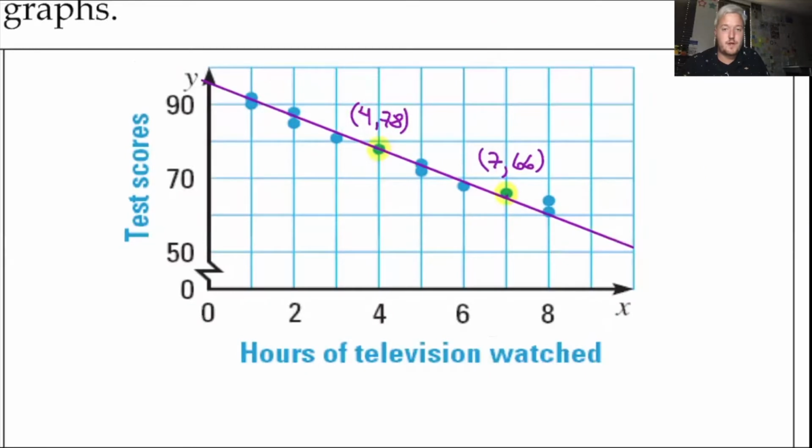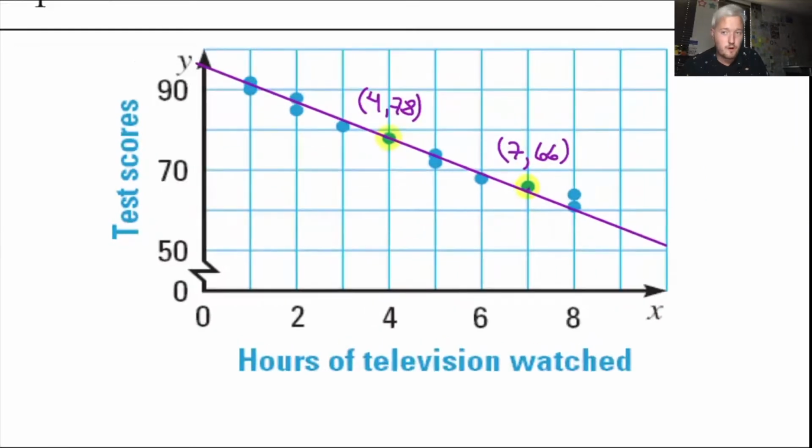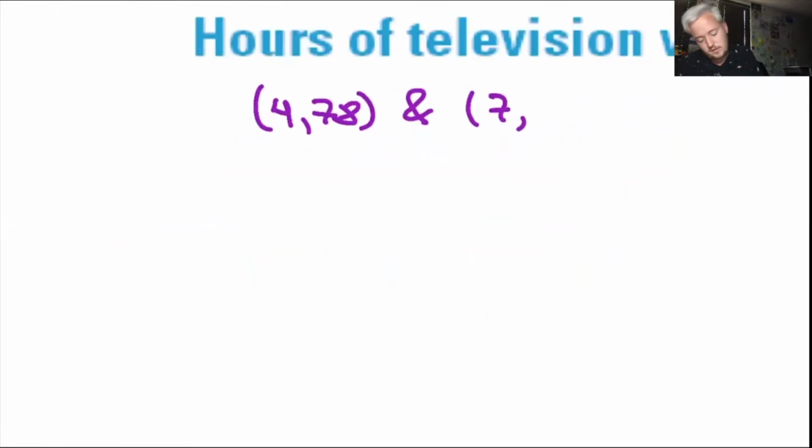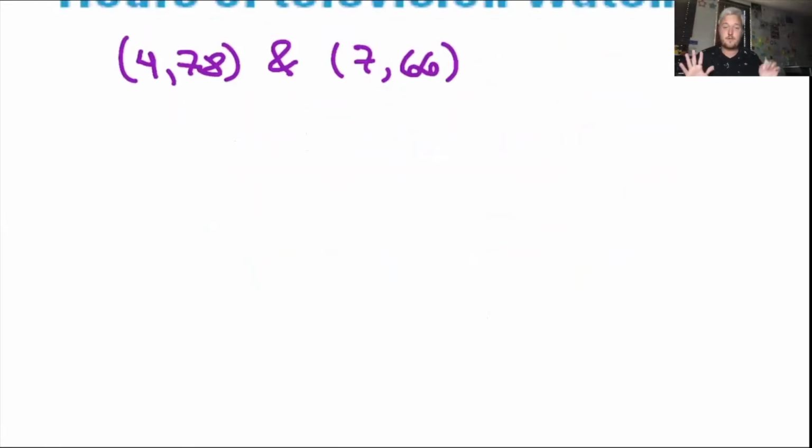All right. So guys, if you also notice, I'm approximating these numbers. Like if you say 4, 79 and 4, 77, that's okay. Like if you say 7 comma 65 or 7 comma 68, that's fine. Okay, so I have 4 comma 78 and 7 comma, what was it, 66. All right, so I would say stop here, find the equation.